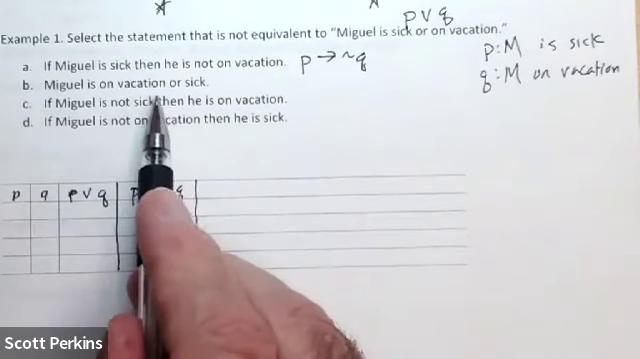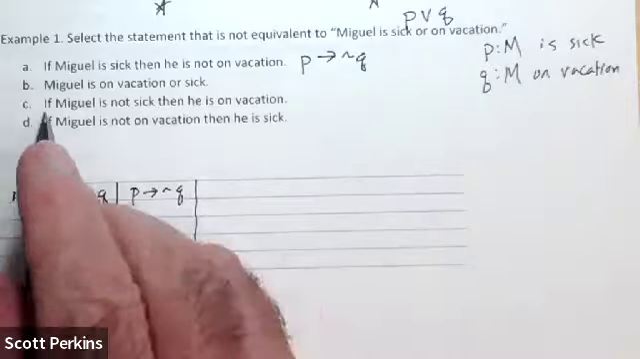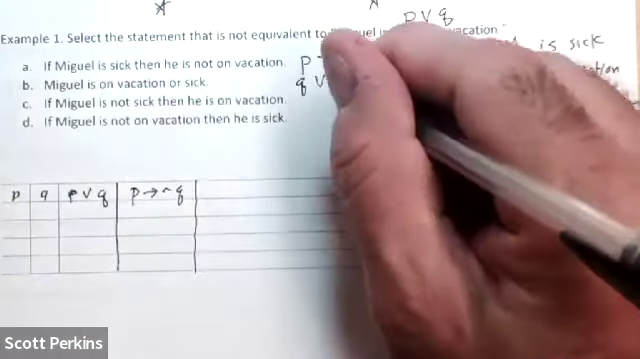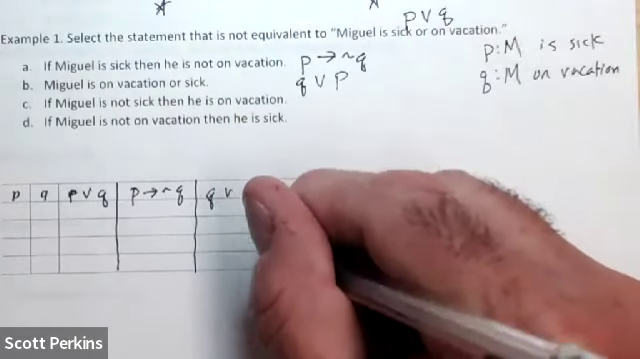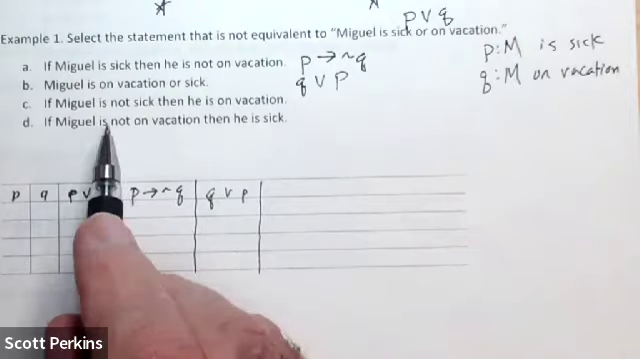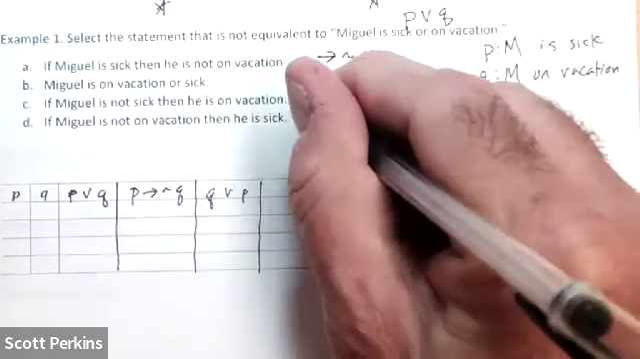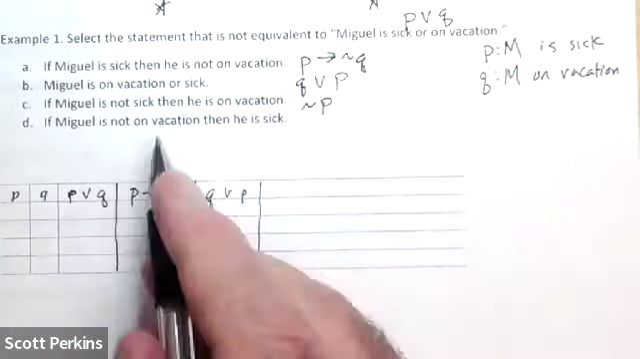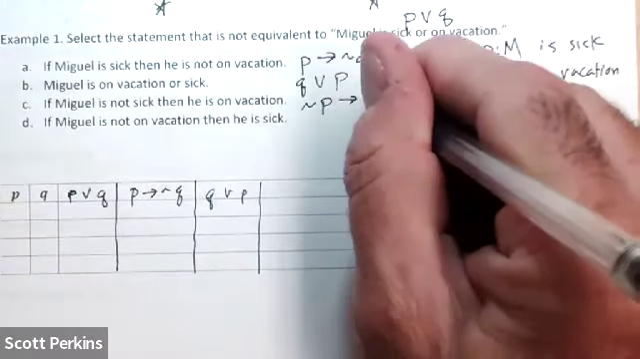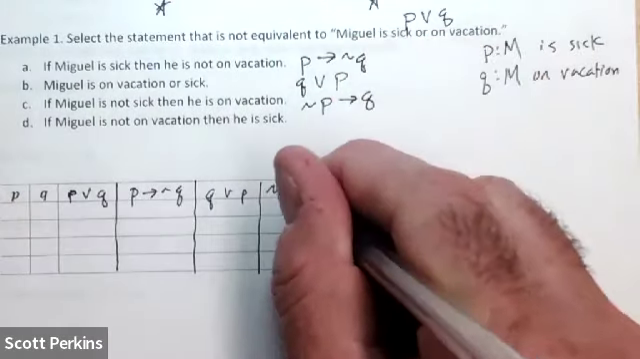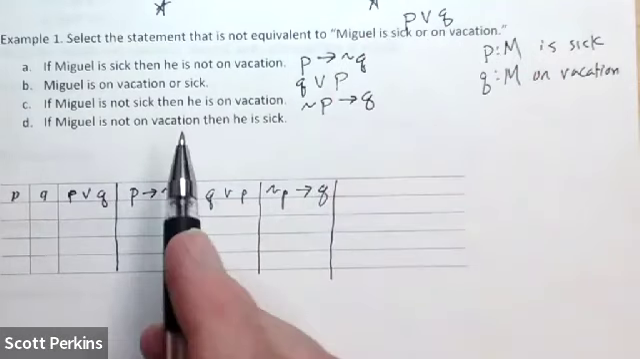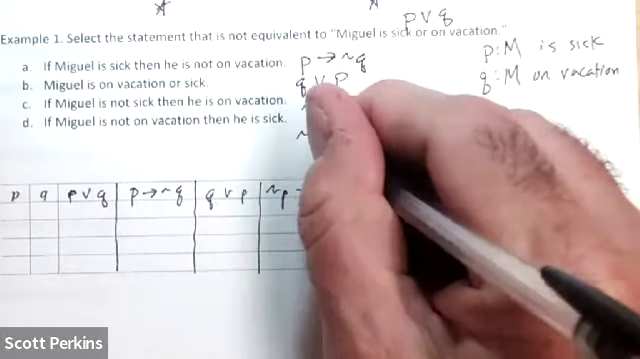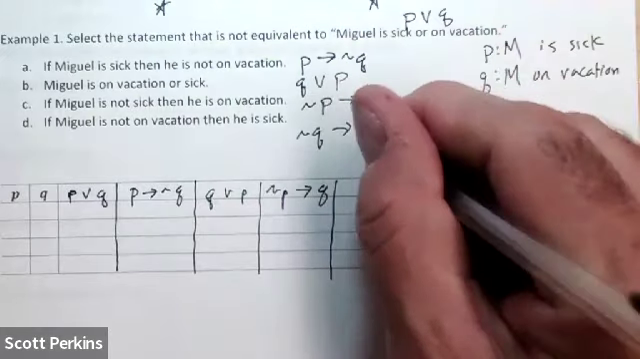Miguel is on vacation or sick. So that Miguel is on vacation is Q, or Miguel is sick, that's P. So Q or P, that's the next one we're going to look at. If Miguel is not sick, so squiggly P, then he is on vacation, then Q. And the final one is if Miguel is not on vacation, so squiggly Q, then he is sick, P.